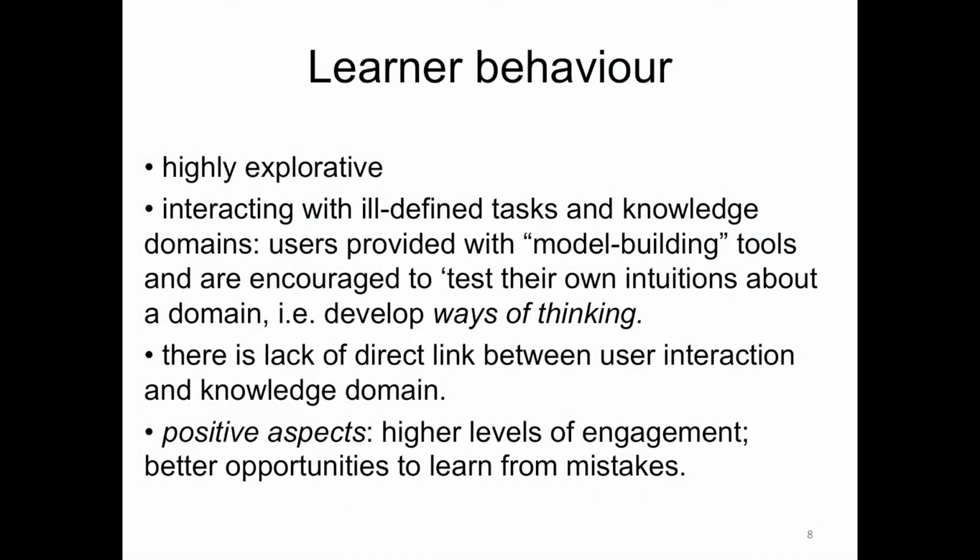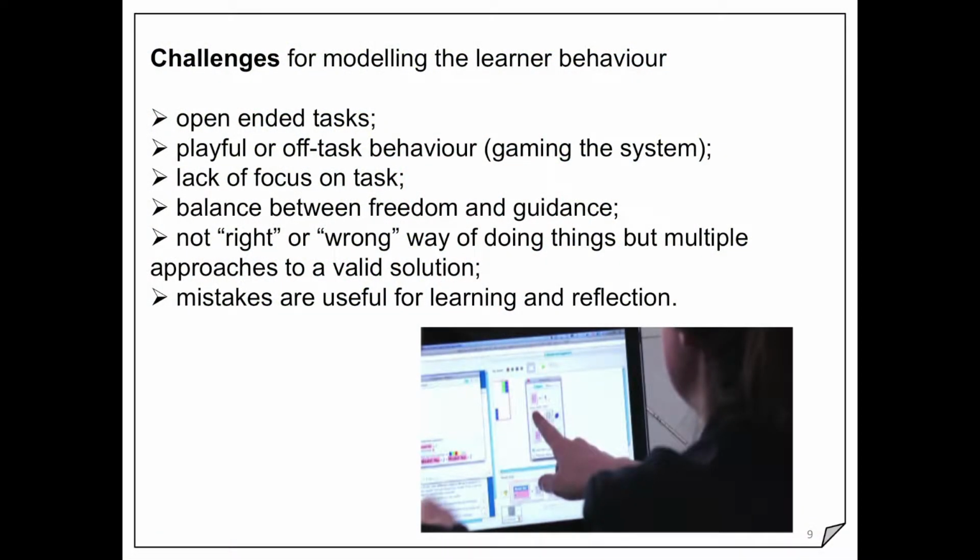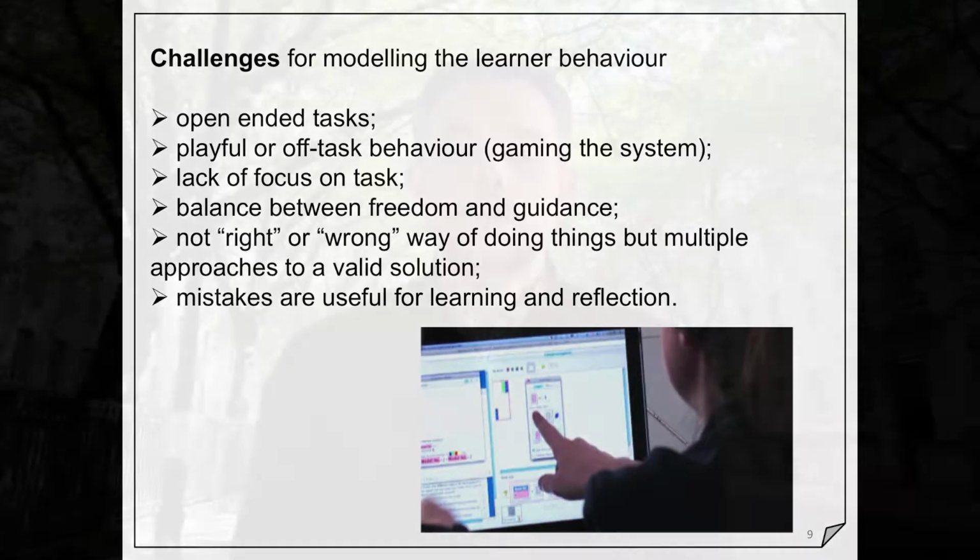As I said, the positive aspect is the high level of engagement and better opportunities to learn from our own mistakes. The challenges when it comes to modeling user behavior are several in this case. The tasks most of the time are open-ended. Users sometimes exhibit off-task behavior. They do what we call game the system. When it's about tools for kids, educational software for kids, then they try to game the system, they try to understand how the system works and then use this kind of understanding to gain extra points or awards. So the AI methods must be careful to identify this kind of situations.